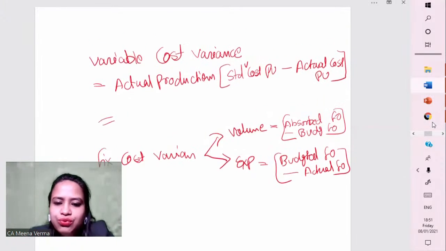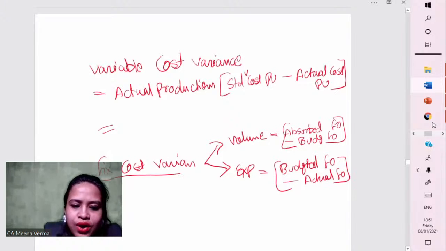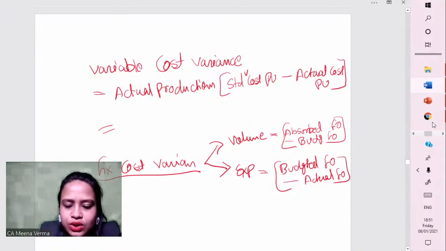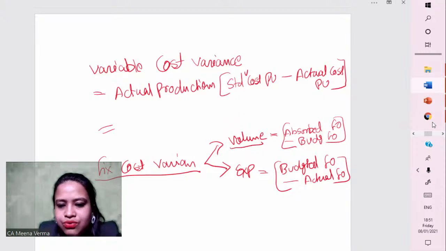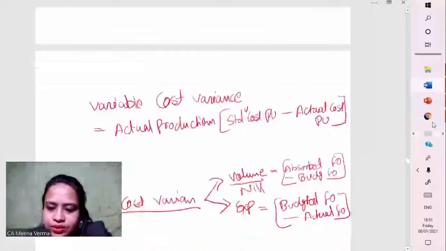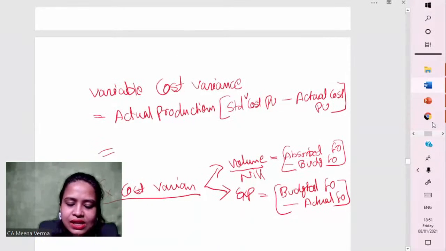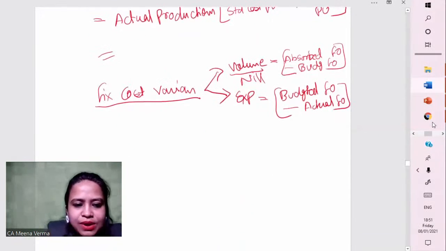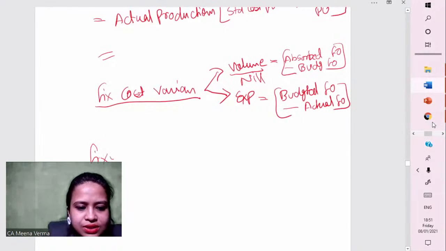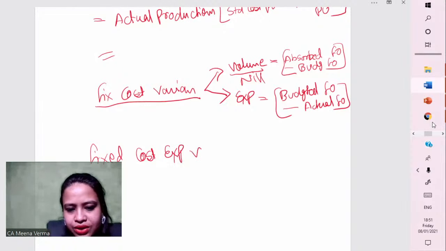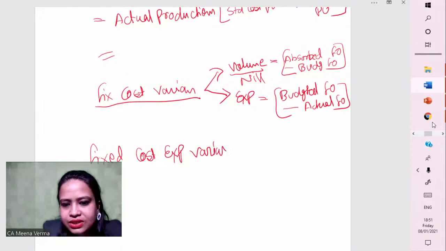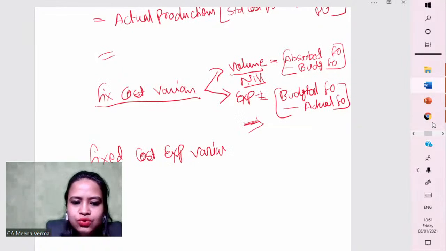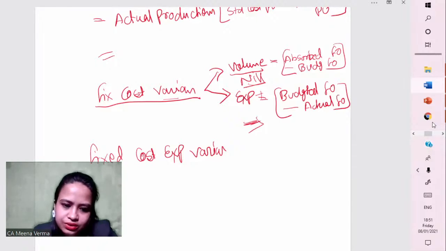So if you want to find this fixed cost variance, you can see here this fixed cost volume variance, the value of this is nil. And the fixed cost expenditure variance, we will consider that this is the value which you have to find. You will add these two values, you will get the fixed cost variance.